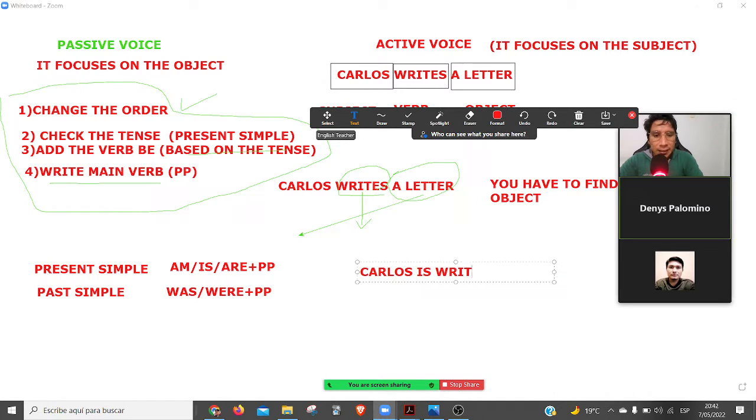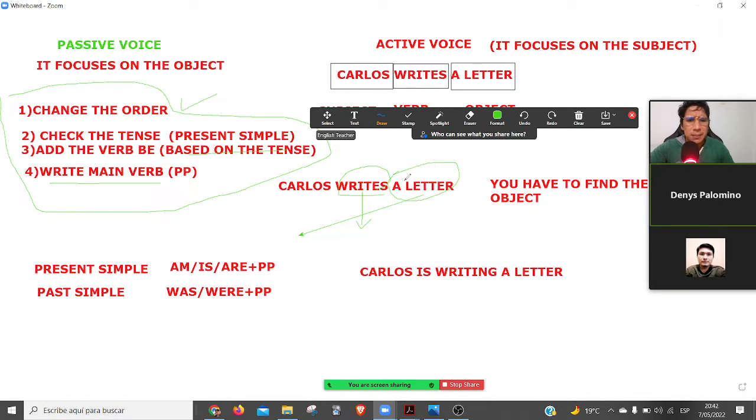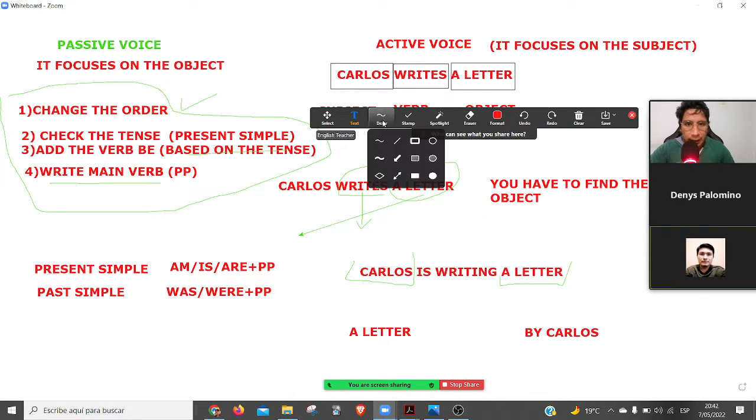Carlos is writing a letter. So follow the same steps. Which one is the object? A letter. This is the agent, so change the order. A letter. Next, here we have to write by Carlos. Now, it's written. Now, is the sentence present simple? Is it past simple? What is this?